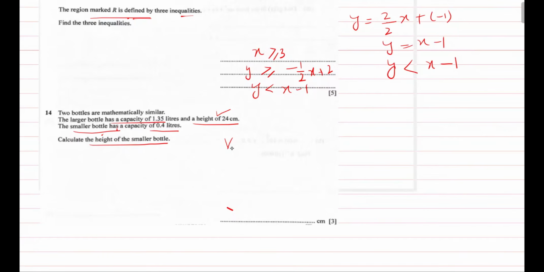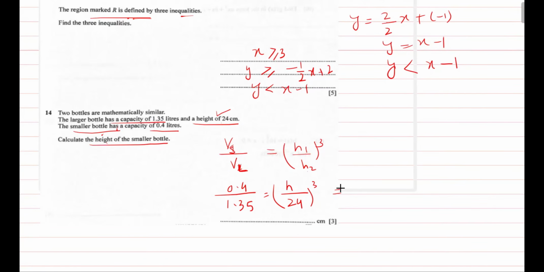We will use the similarity volume ratio formula. V1 over V2 equal to H1 over H2 whole cube. And here V1 is the volume of the smaller bottle. We write Vs and large VL. Therefore, the smaller volume here is 0.4. The larger bottle volume here is 1.35. And this H1 is the smaller bottle, we name it H. And H2 is the height of the large bottle. This is 24 centimeter cube.